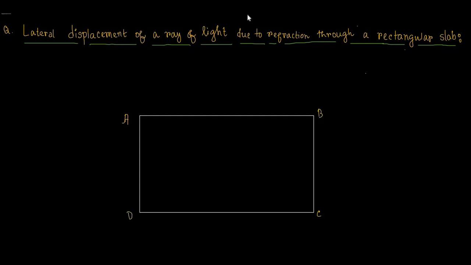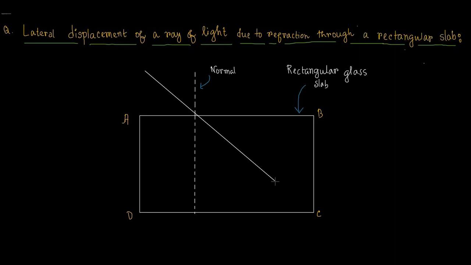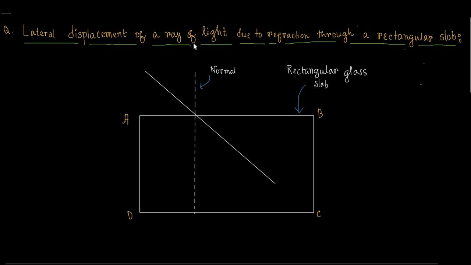Let ABCD be a rectangular glass slab. ABCD is the rectangular glass slab on which a ray will be incident obliquely. This is the rectangular glass slab, and now we can draw the normal. This is the normal drawn on the first refracting surface AB of the rectangular glass slab, and a ray will be incident at the point Q on the first refracting surface AB.